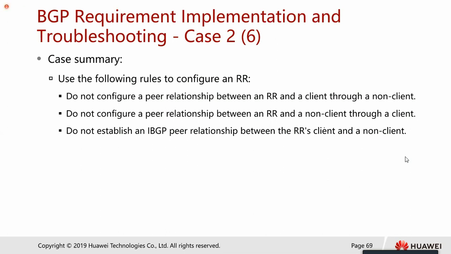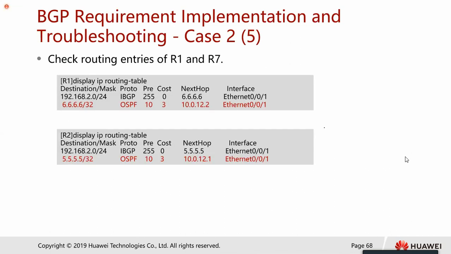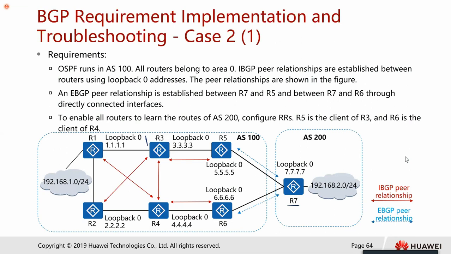But by right, what we are facing just now is that we do not have any of those. This is a RR. This is a client. This is a client. Just that we configured the non-client through this way, like this. But in this case, it also has the problem already.